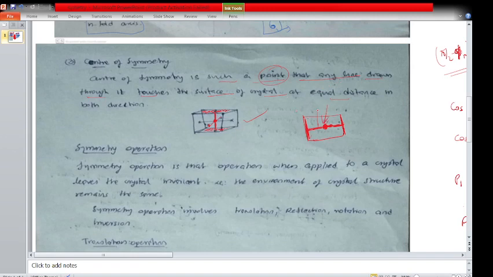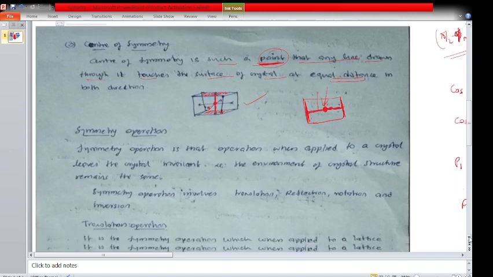So the center of symmetry is a point such that any line drawn through that point touches the surface of the crystal at equal distance. Then we can say that the crystal has a center of symmetry.